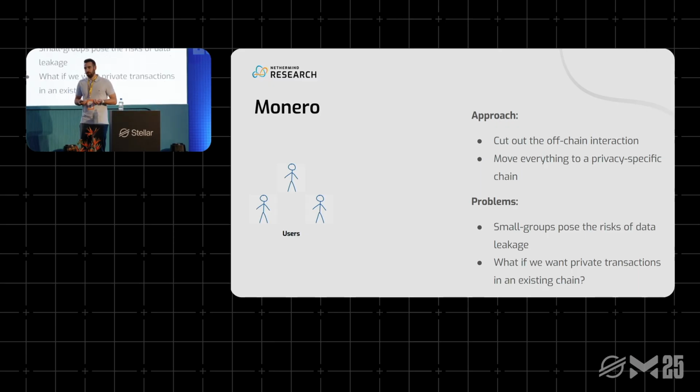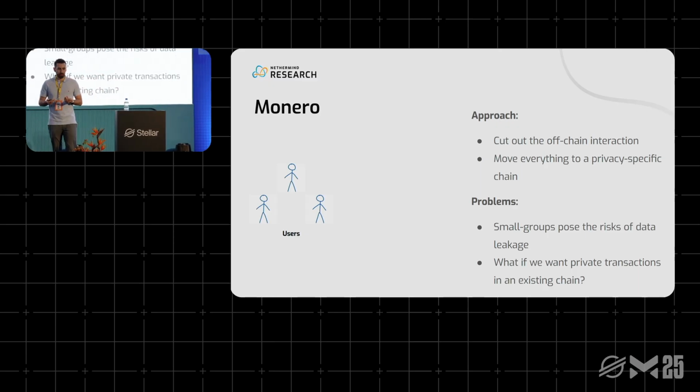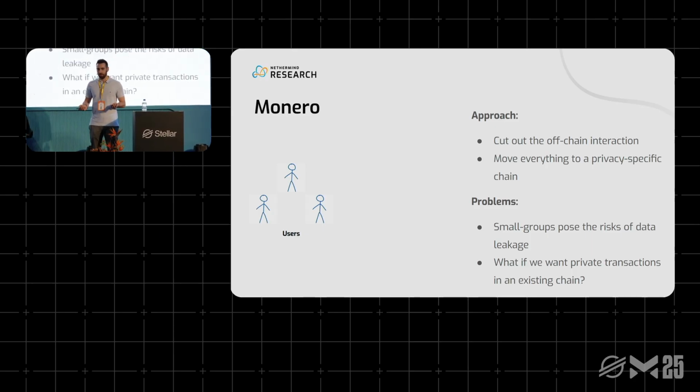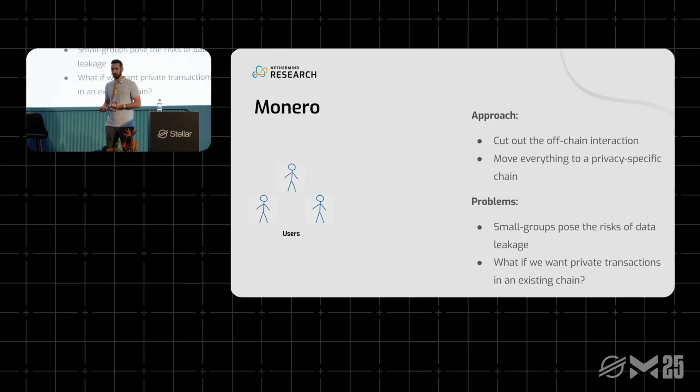But the problem with building something like that, even though it works on privacy levels, is what do we do if we want to build something on an existing chain, like Stellar? And also, what do we do if we want to have opt-in and opt-out privacy? Like, you don't need all your transactions to be private. Some of them need to remain public because, as I said, regulators and some institutions prefer that.